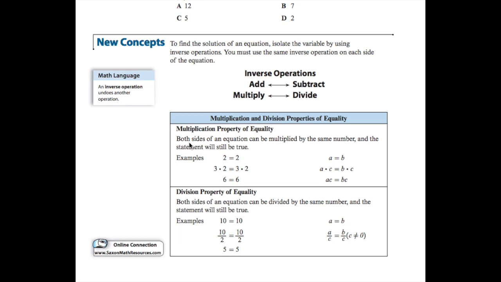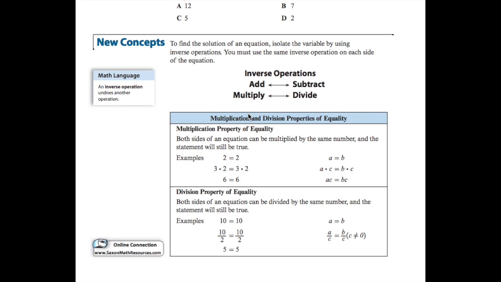Well, one way to eliminate that number or to move that number around is to use the inverse operation, whether it be addition or subtraction, or in this case, multiplication or division. You must use the same inverse operation on each side of the equation. So when you see an operation in an equation and you want to get rid of that number, you do the opposite operation. Here's the example, multiplication property of equality.